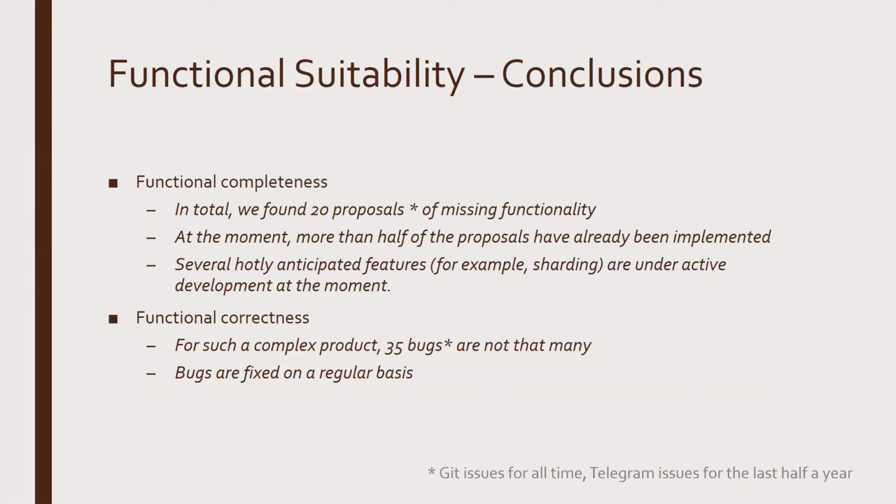And as a conclusion for functional stability, in total we found 20 proposals for missing functionality, which can be considered for the next releases of the product. Several features were anticipated, for example, sharding of several instances of the product. And for correctness, we can say that for complex products, 35 bugs is not many. It could be 100, but it's not. And these bugs are fixed on a regular basis. It's very good for such a big product. So, next slide.